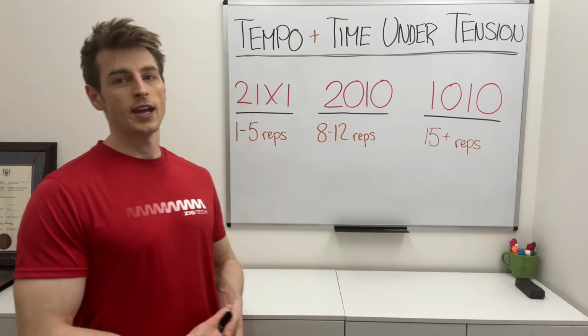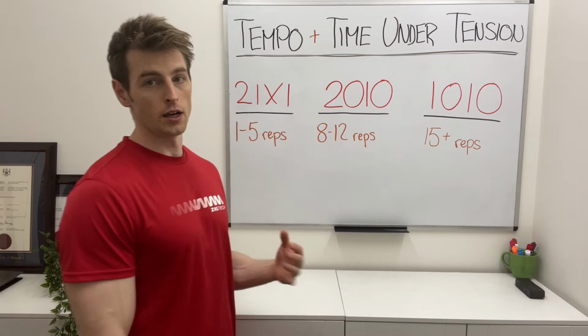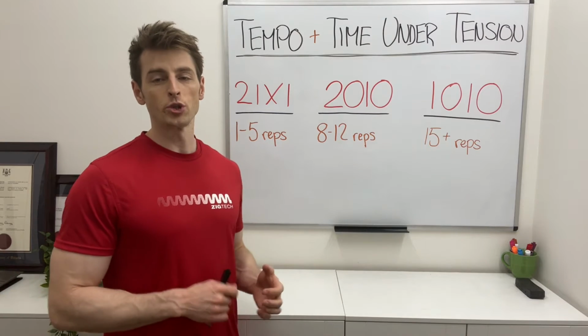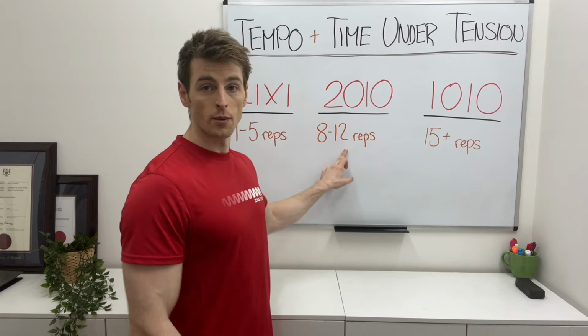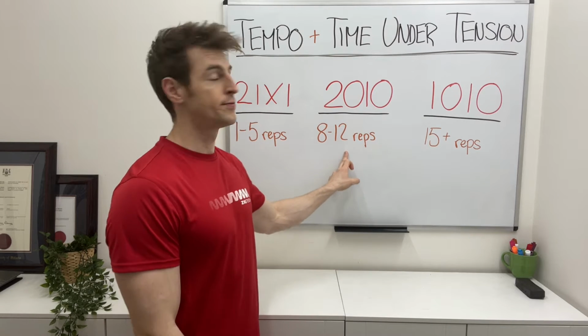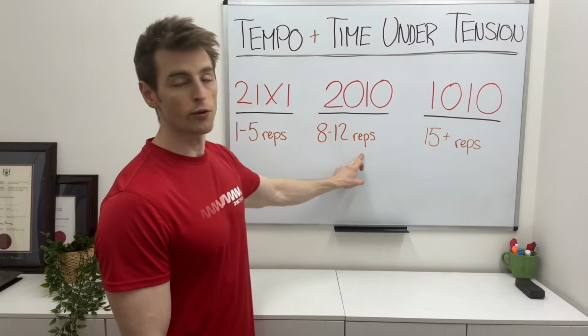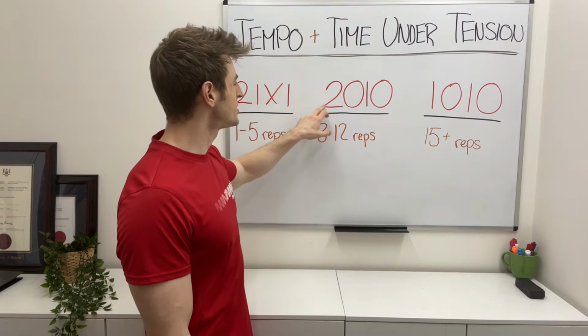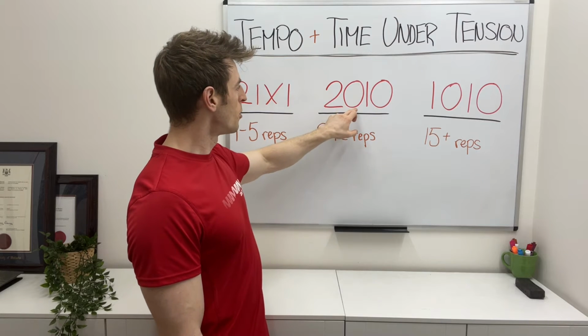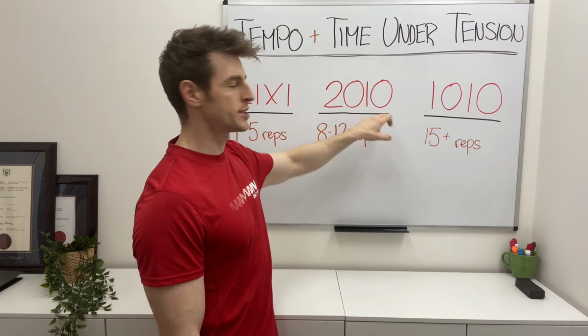Let's break down tempo and time under tension a little bit further, because the tempo changes based on different scenarios. One you'll see in almost every workout program, this is very common, is the 8 to 12 rep range. And a common tempo for the 8 to 12 rep range is 2 seconds down, no pause, 1 second up, no pause at the top.